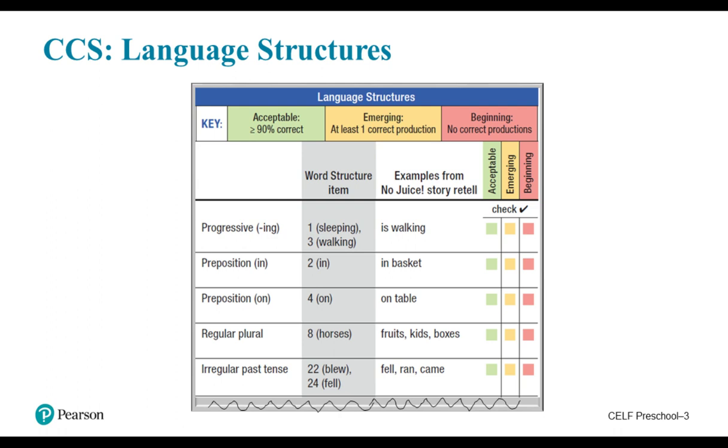When you're looking at the language structures, you'll be comparing how did the child do on mostly Brown's grammatical morphemes, but there's some additional ones towards the bottom. How did the child do on the word structure subtest items? And did you see evidence of the child using those structures in the No Juice story retell? So you'll see on the right where it says examples from the No Juice story.